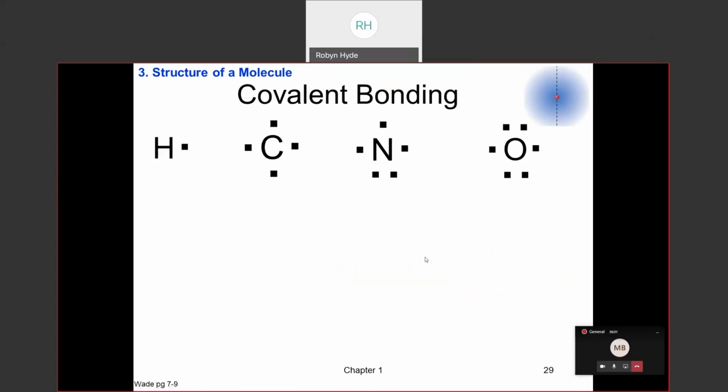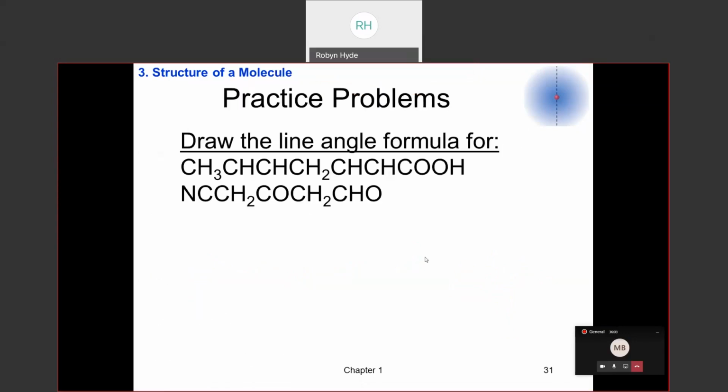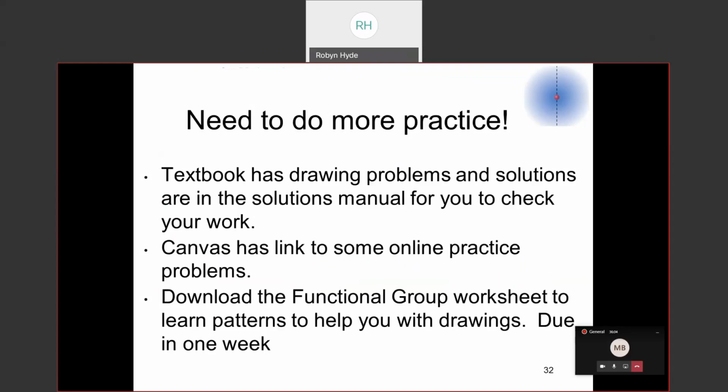Okay, so we're going to go ahead and move forward. So we've done that, and we need to do more practice in drawing. So the textbook has drawing problems. Canvas has a link to some online practice problems. And then you do have another drawing assignment for this week. So between now and next Wednesday, I have an online worksheet for you to work on. This is called the functional group and naming worksheet. So on Canvas, you'll see this as a second assignment.